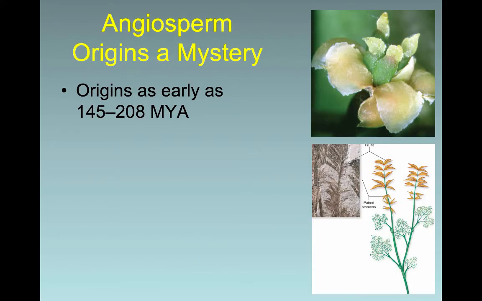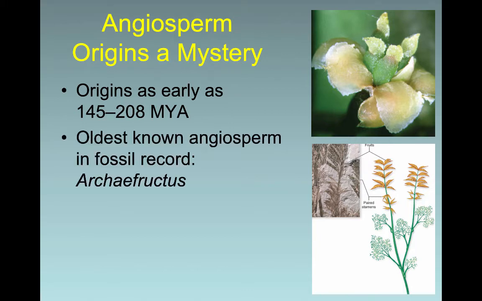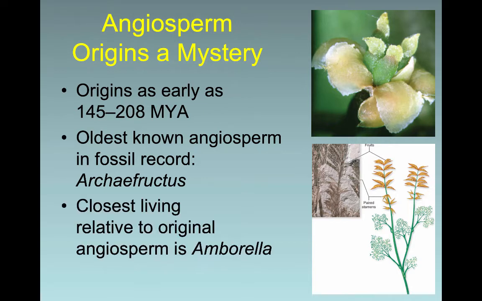So the angiosperms are the youngest group of plants. They've only been around maybe 200 million years, give or take. The oldest known angiosperm in the fossil record, one that's extinct, is called Archaeofructus, which really just means old flowering plant. There's a modern day relative of Archaeofructus called Amborella, which appears to have flowers that are very primitive, much like the ones that would have been in the fossil of Archaeofructus. It's a living fossil kind of plant as well.